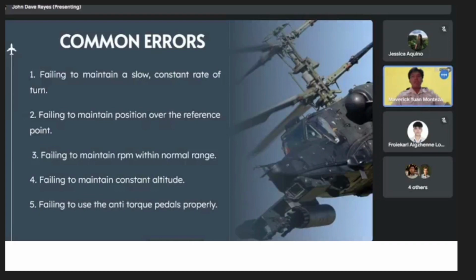Fourth, failing to maintain altitude. And lastly, failing to use pedals properly.